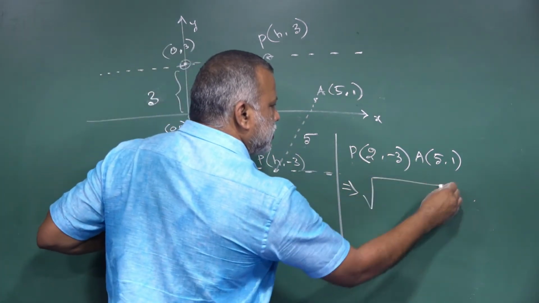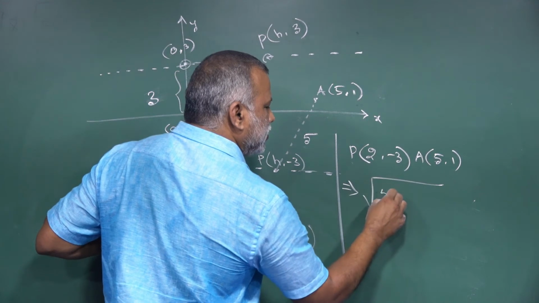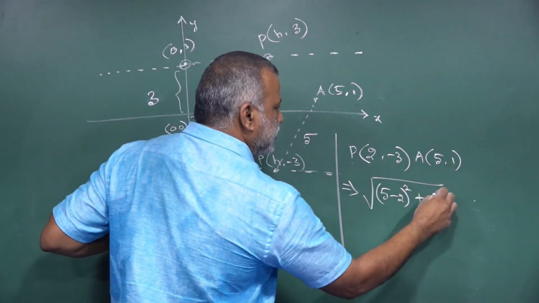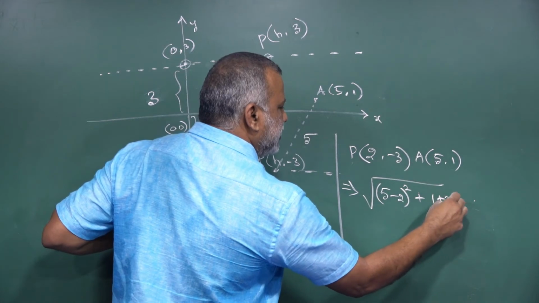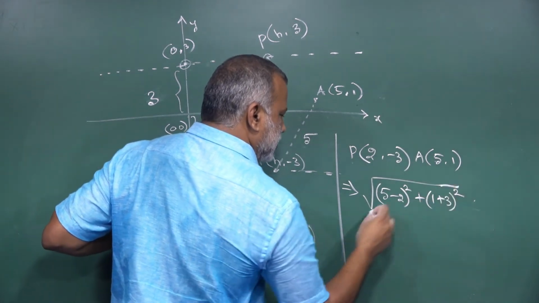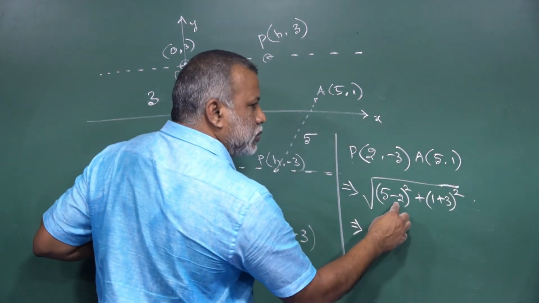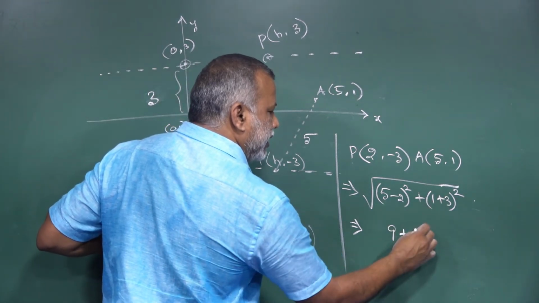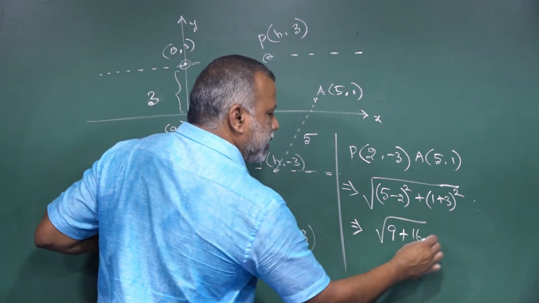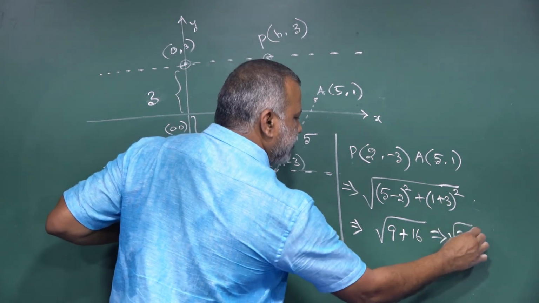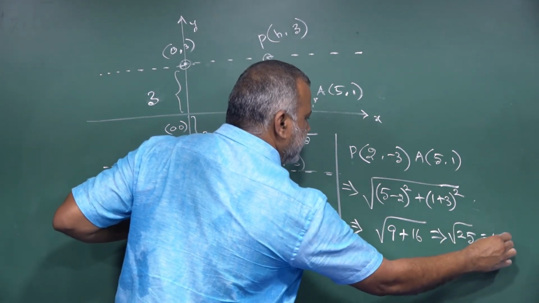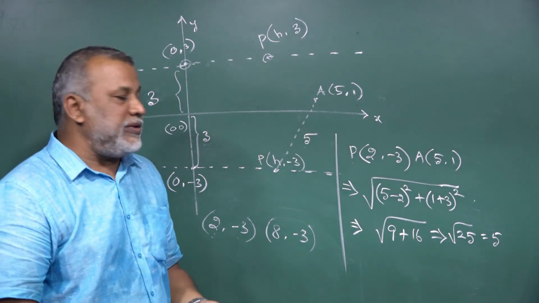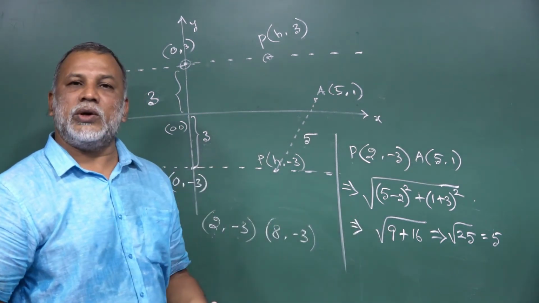Check: square root of (5 minus 2) the whole squared plus (1 minus of minus 3) the whole squared. Then verify: 5 minus 2 is 3, squared becomes 9. 1 plus 3 is 4, squared becomes 16. Here we get square root of 25, which should be 5. So the distance between the 2 points is 5.